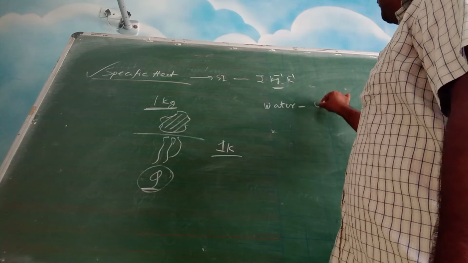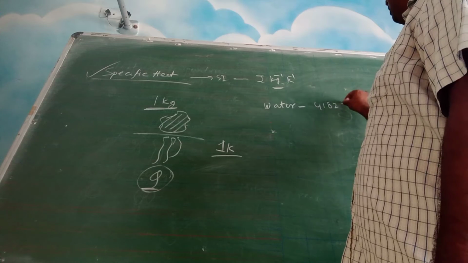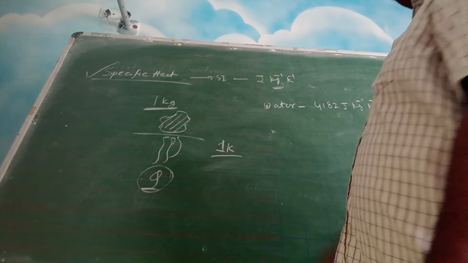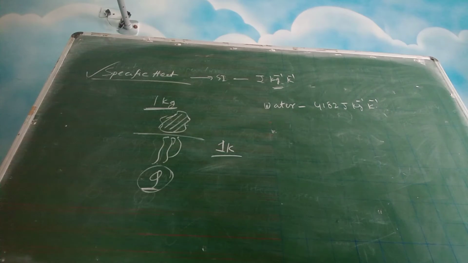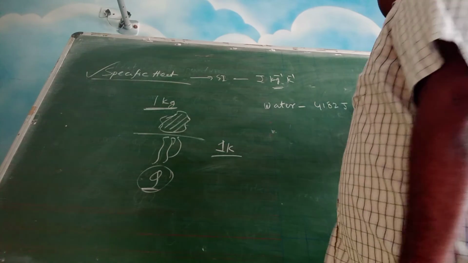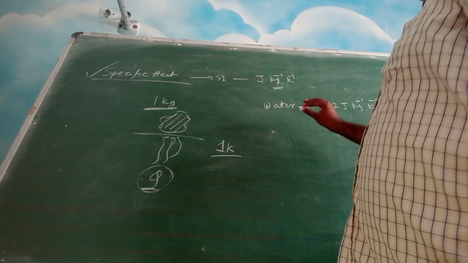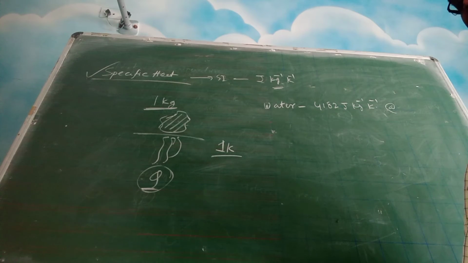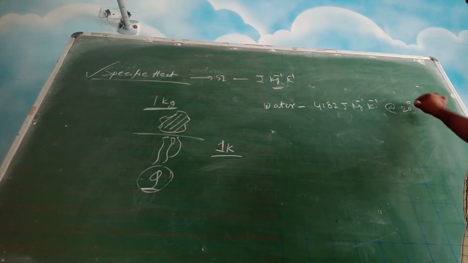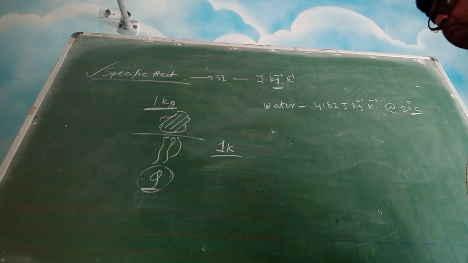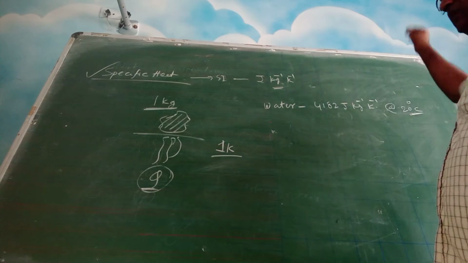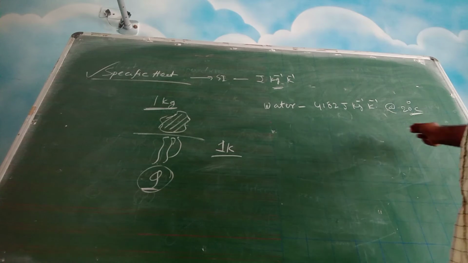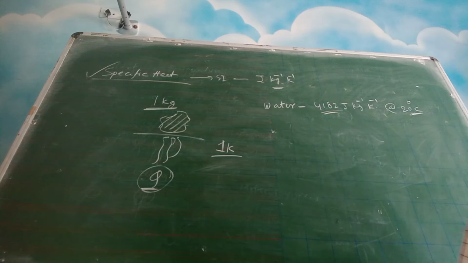Water specific heat is 4182 joules kg inverse Kelvin inverse. Here you are saying that you are raising the temperature. The temperature of the water you have taken is 20 degrees Celsius. So 20 degrees Celsius means 293 Kelvin. So from 293 to 294 it will become, if you supply this much heat.